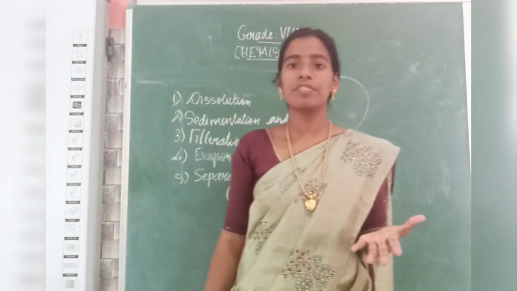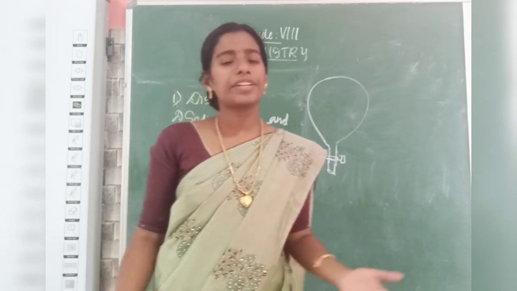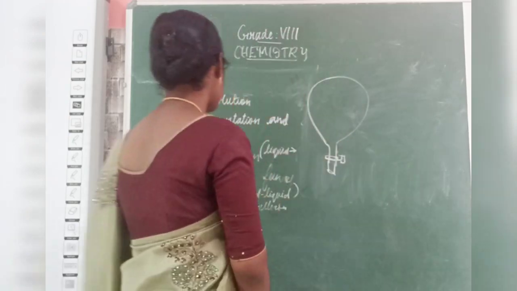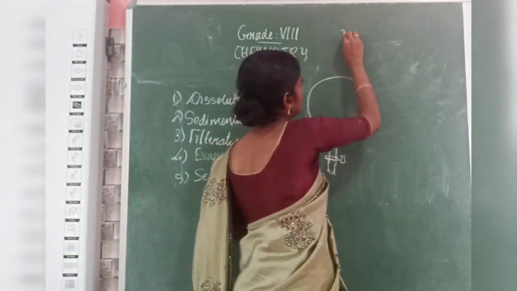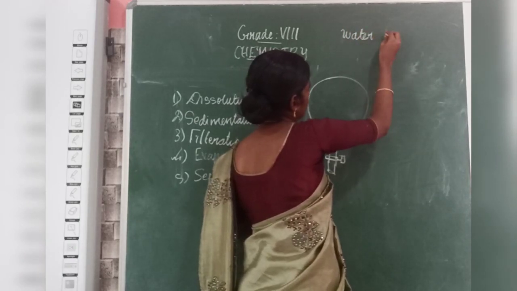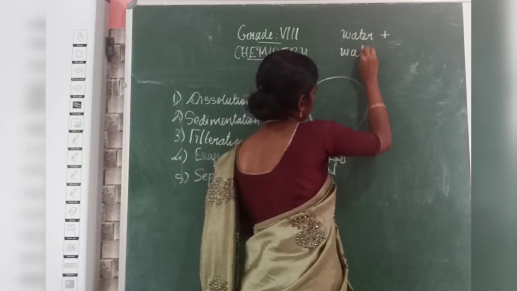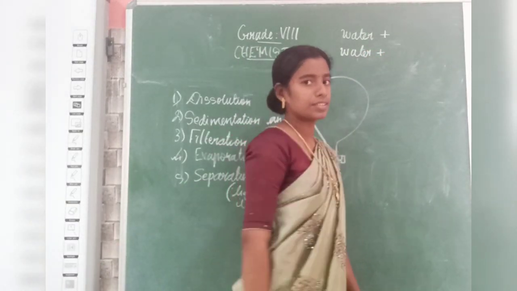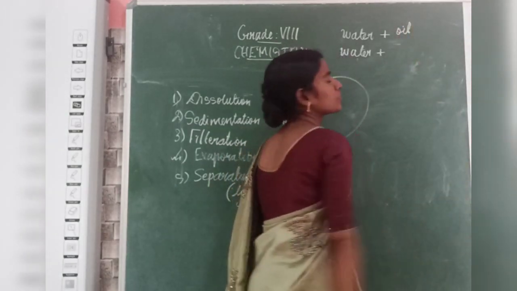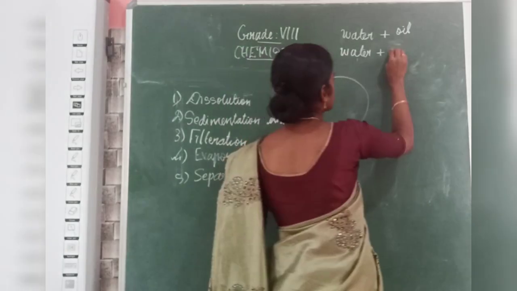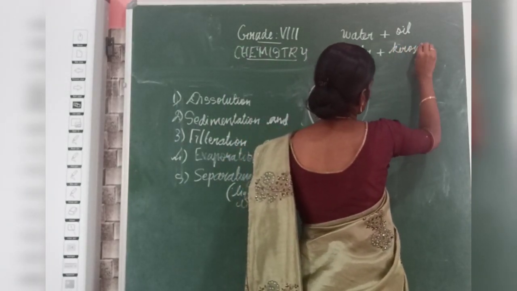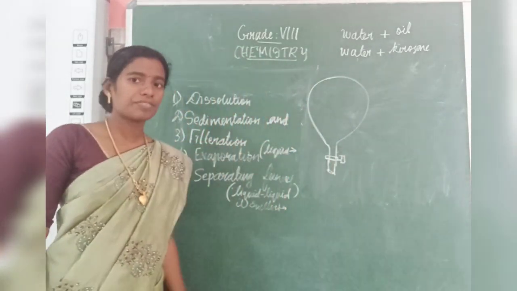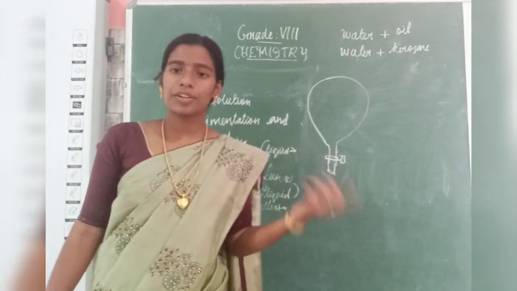Can you please say one example for emulsion? Already you have learned many examples. Say any two examples for emulsion. You can say water plus oil, it is an emulsion. Water plus kerosene, it's an emulsion. So, when you use the separating funnel method, it should be a liquid mixture and it should be an emulsion.